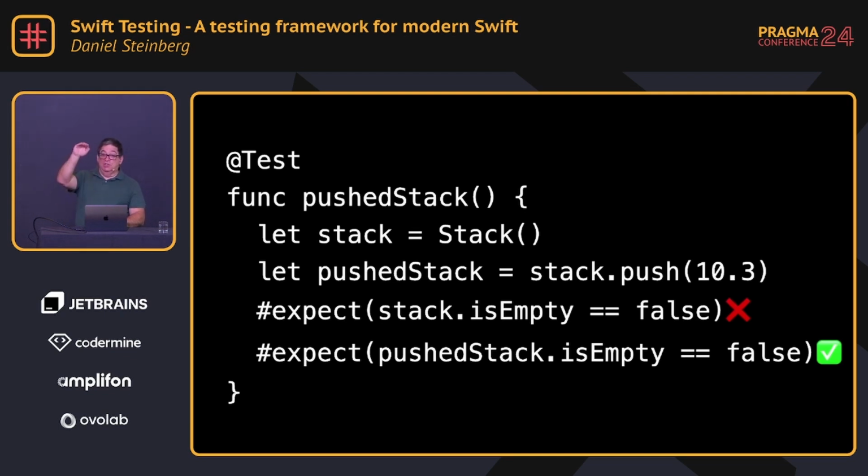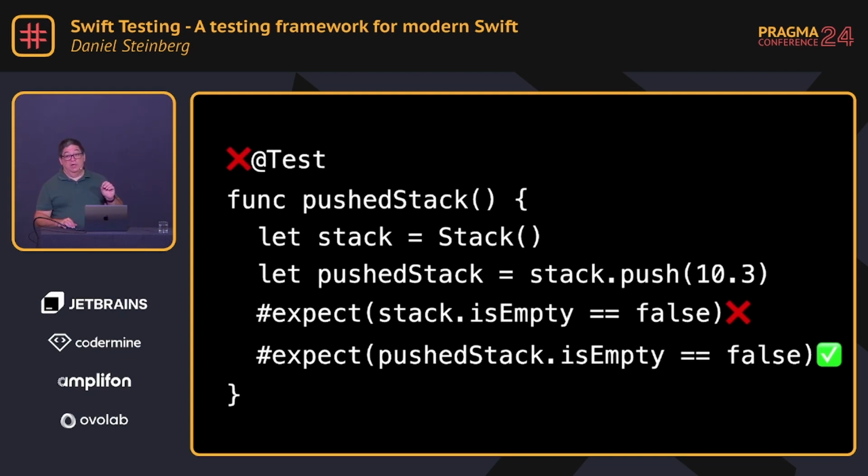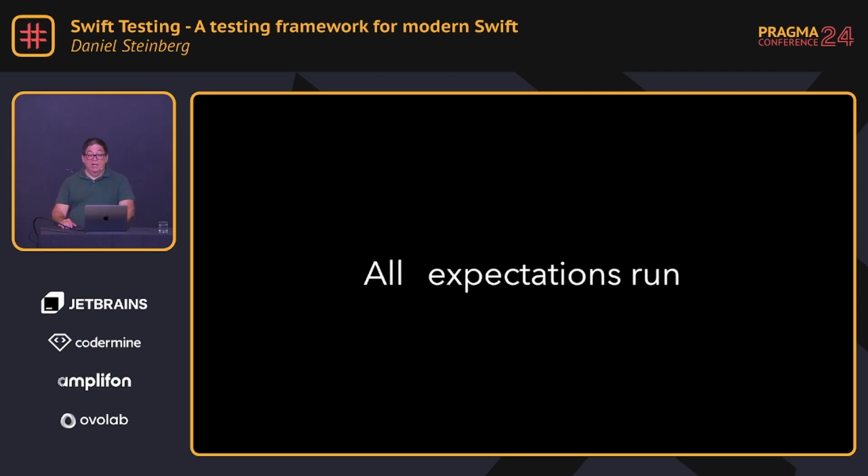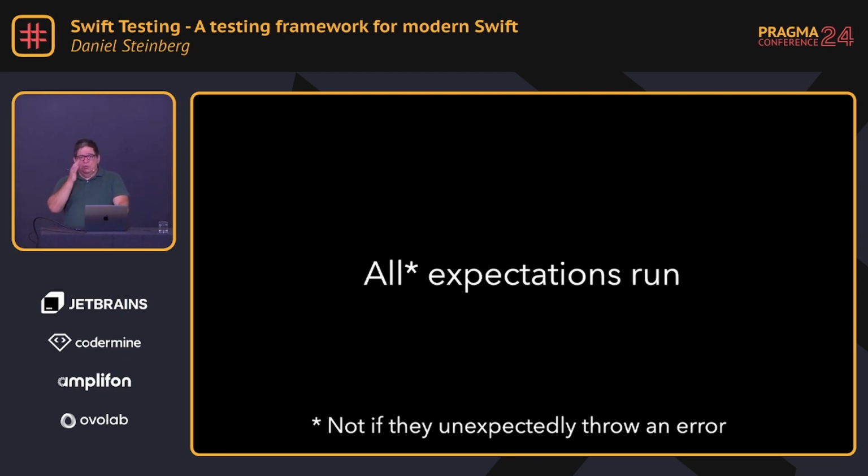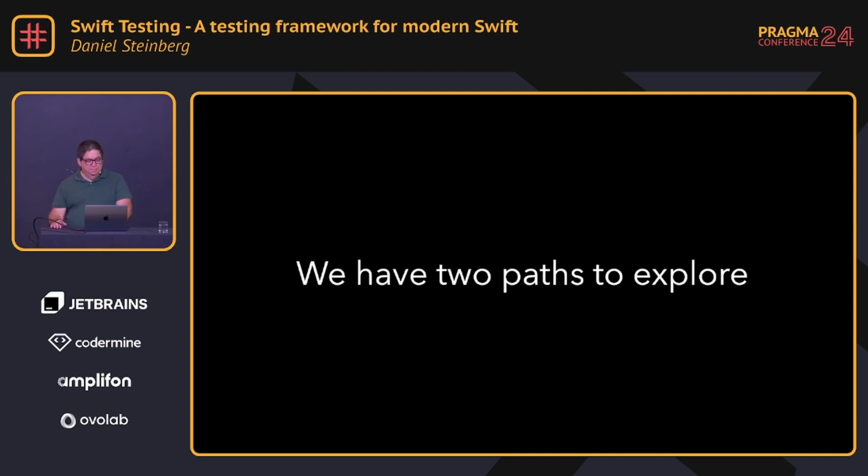An expectation does not stop further expectations unless it throws an error or something that would change the flow. A failing expectation is just a failing expectation. But the test fails because at least one of the expectations inside fail. So all expectations run, and the asterisk is, unless an error is thrown or something fatal happens. So we have two paths to explore.